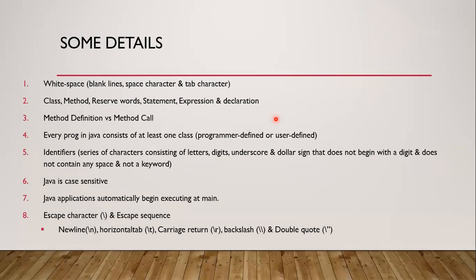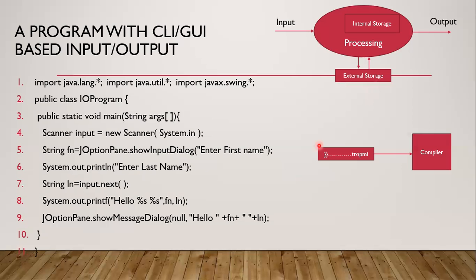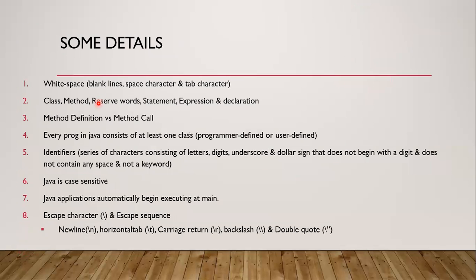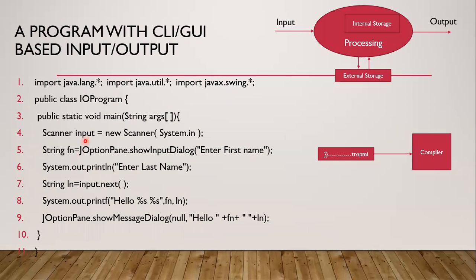Okay, coming to this, every program in Java consists of at least one class. We have talked about this, and that class is called programmer defined or user defined, because we are the ones who are writing this program. Identifiers. What is an identifier? Something which is not reserved. Public is reserved, class is reserved. These are reserved words. Import is reserved, but the things which are in our hand, like the name of this input, fn, ln, these are called identifiers. The name of the program is in my hand. This is called an identifier.